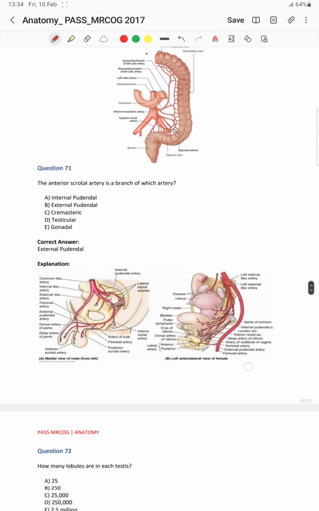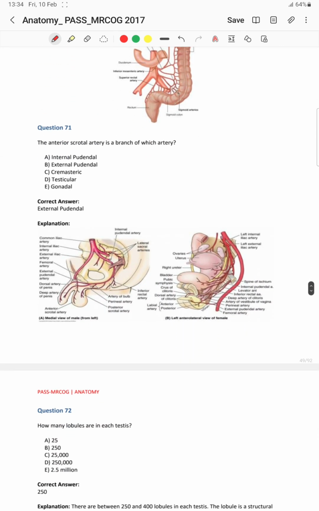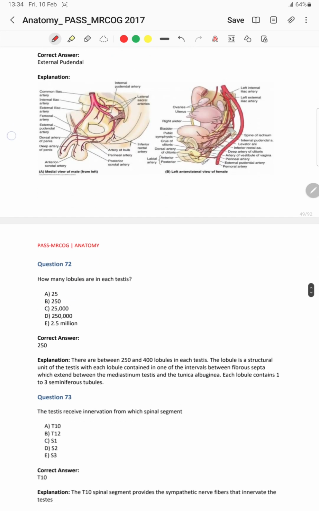Okay, now let's move towards the next question. The anterior scrotal artery is a branch of which artery? From where does the anterior scrotal artery arise? The anterior scrotal artery arises from the external pudendal artery.